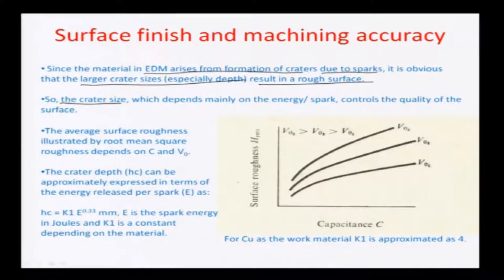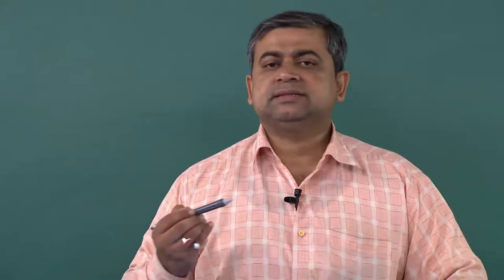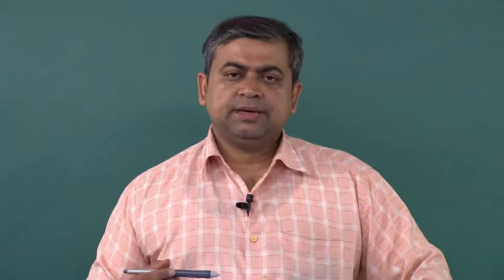So the crater size, if we look at it mathematically, as we did earlier, mainly depends on the spark energy. If you release this energy as a packet with high intensity, obviously the crater will be deeper, and vice versa: if the energy delivered is smaller and the frequency is larger, the crater would have a lower depth. Intuitively, higher energy deliverance corresponds to a rough surface, and lower energy deliverance corresponds to a smooth surface as far as machining quality is concerned. So it controls the quality of the surface.